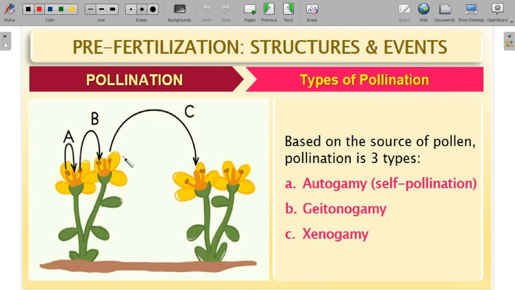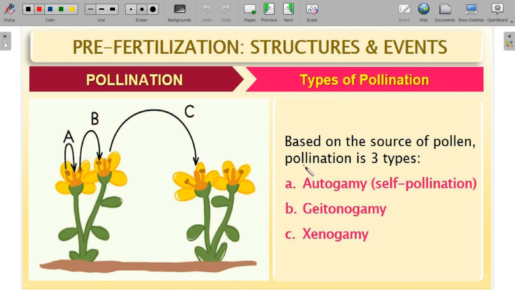So autogamy and geitonogamy, more or less they are similar, where the pollen grains are from the same plant. Therefore, there cannot be any genetic differences. Whatever was there in the parent body, the same thing will be there in the progeny also. So autogamy and geitonogamy cannot bring about genetic variation. But xenogamy, different plant, different flower. That is xenogamy. Definitely, two different genes are combined here from two different plants.